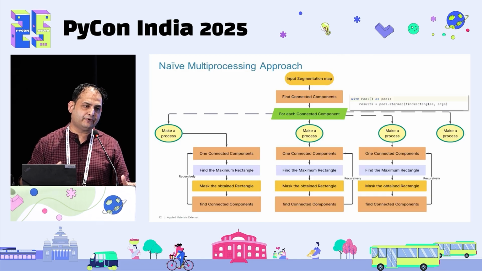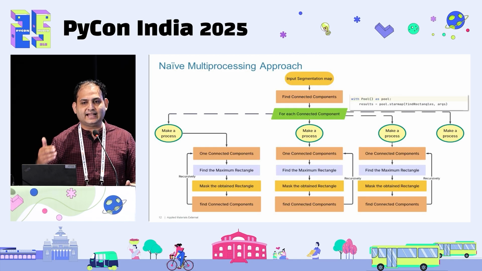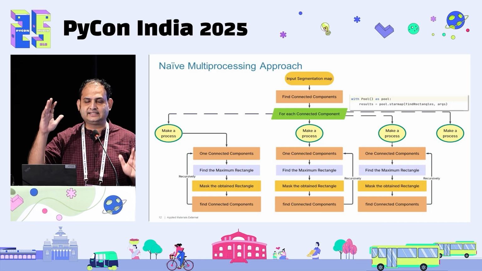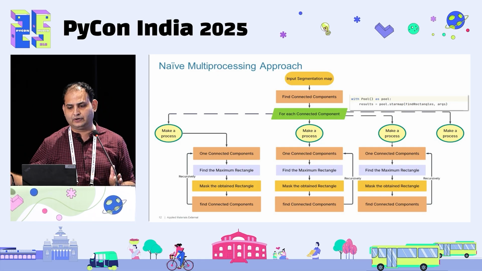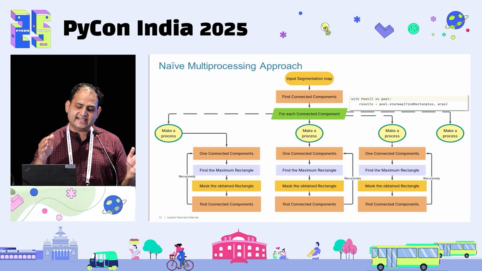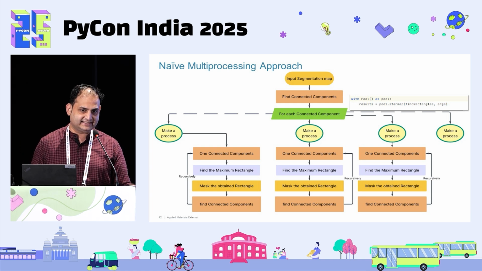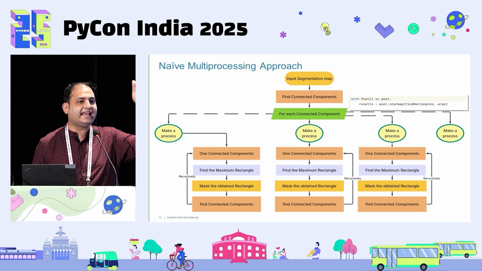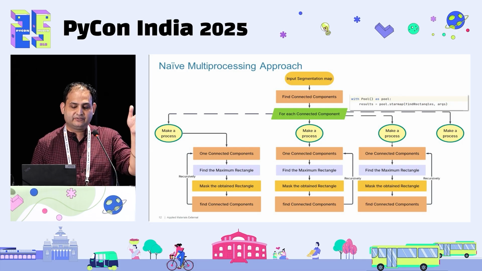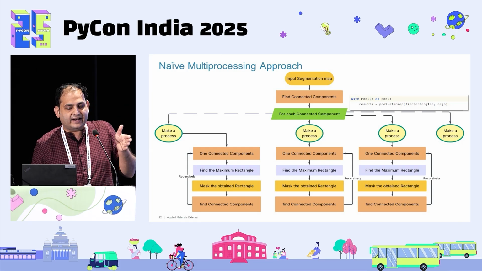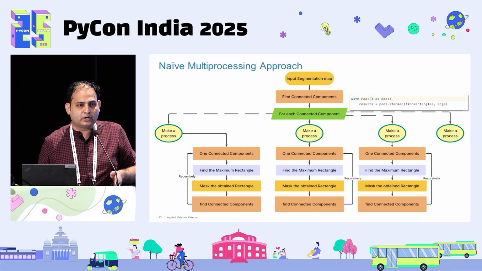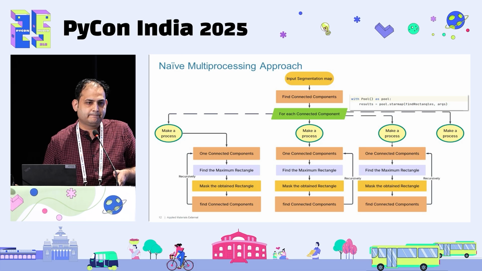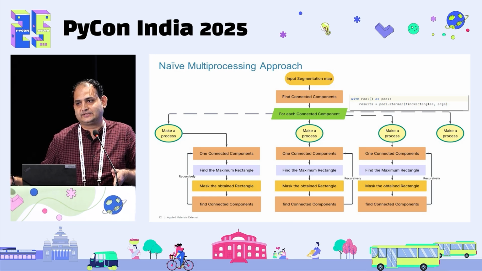I converted this for each component. That's why at first I described the complete algorithm to all of us, so that we can follow the slides. For each connected component, we make a process, and inside that process, I again follow the same steps. For one connected component, find the maximum rectangle, mask the obtained rectangle, and then find the connected component. Now here I'm stuck. Should I fork new processes from here?